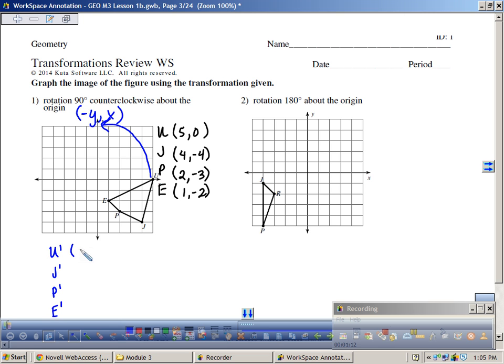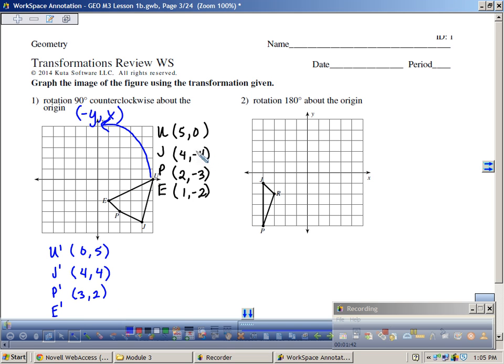What would U prime be? 0, 5, right? They switch places and the y becomes the opposite. But we apply the opposite before we move it, right? So J would be what? Make y opposite, which would be 4, and put it in front. So 4, 4. And what would P be? 3, 2.